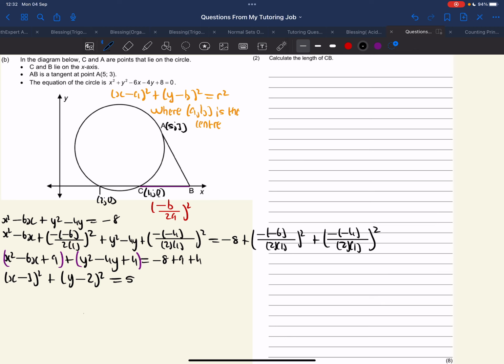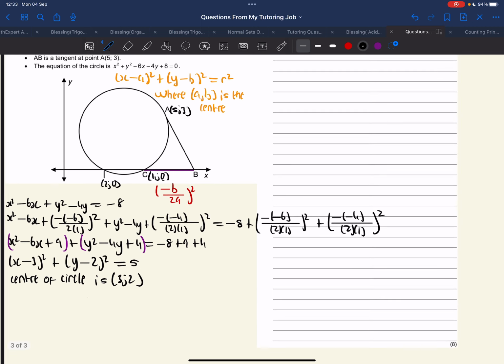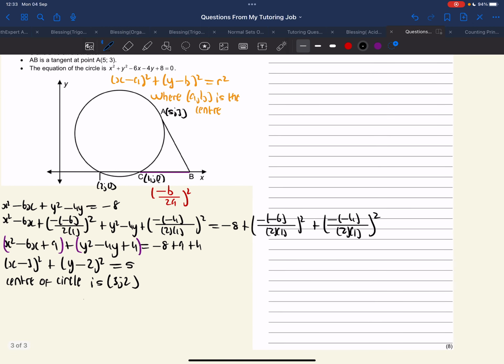So actually the center of that circle is 3 comma 2. So that is the center of the circle. Now after finding the center, this is what's going to happen, and this is according to theory. Seeing that the center is 3 comma 2, now remember, if I had to calculate, let me draw a line for you.